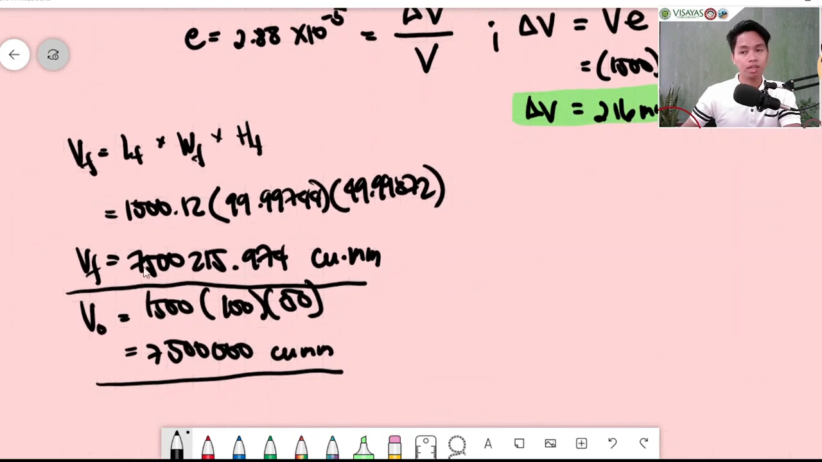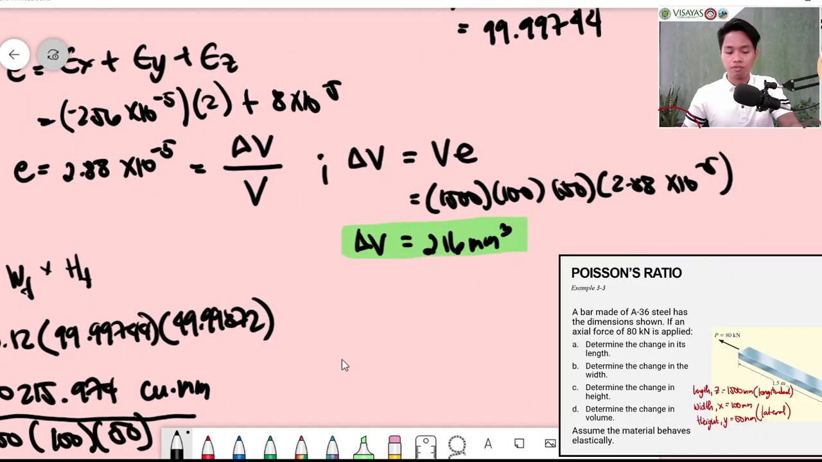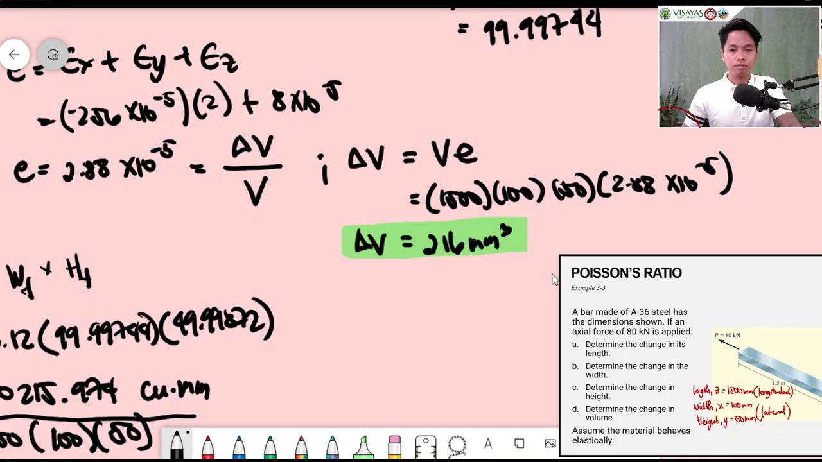So therefore, ako lang siya ipakita ha. You don't need to do this. The purpose of this is pa ako nagipakita sa inyo nga ingano siya pagka-solve. Okay? So that is our volumetric strain. So let's check if we have the same answer.